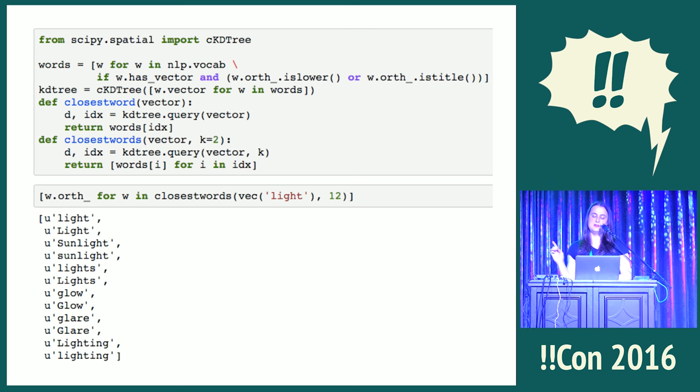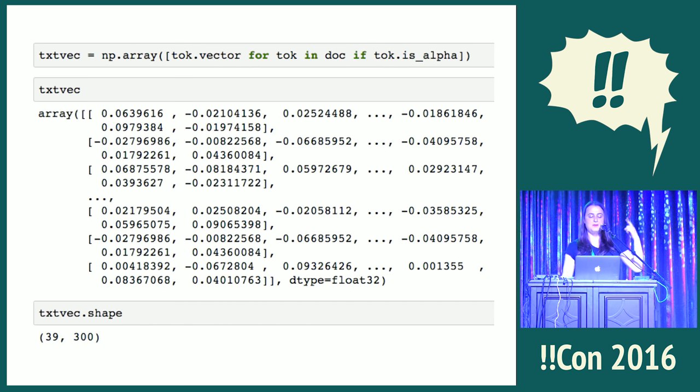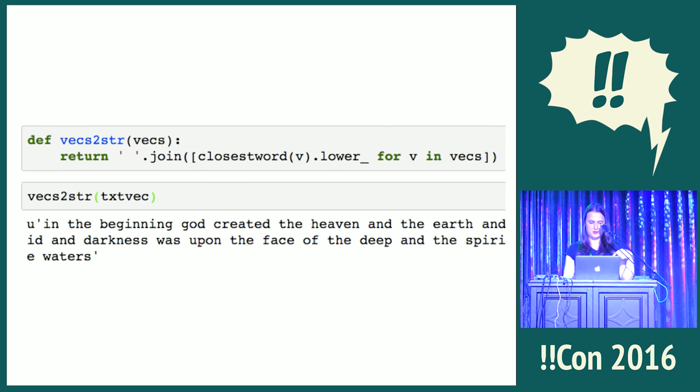You can also use this technique to find the word closest to an arbitrary point in vector space, which is important for what I'm about to show you. So, here's how I'm going to lossily compress the meaning of the text. I'm going to create a list of the word-to-vec vectors for each word in the source text, still the first chapter of Genesis, which gives me a 39 by 300 vector.